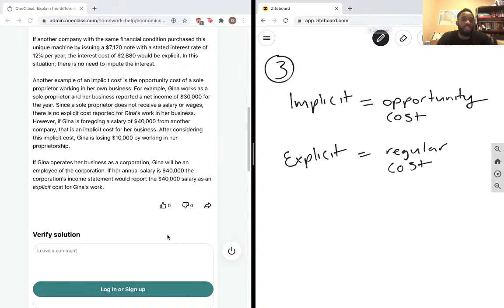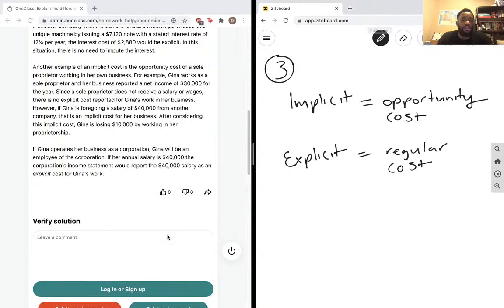If Gina operates her business as a corporation, Gina will be an employee of the corporation. If her annual salary is $40,000, the corporation's income statement would report the $40,000 salary as an explicit cost for Gina.